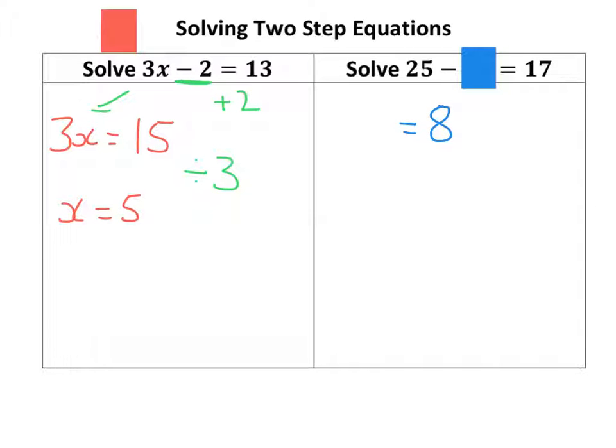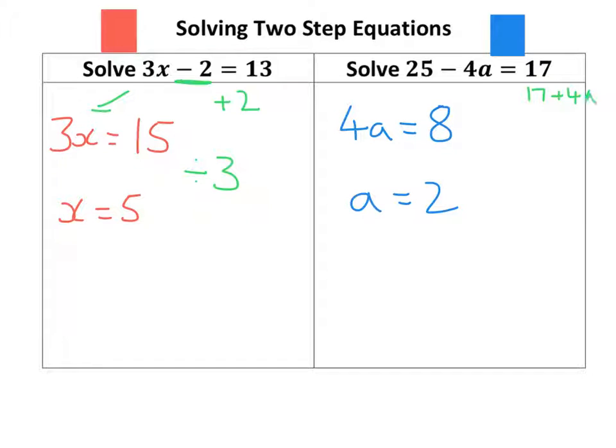Now, if I remove the box again, what was under there was 4a, so 4a has got to equal 8, and therefore 1a has got to equal 2. Show my working again. This time, what I've actually done is two steps in one. I've got 17 plus 4a equals 25, and then I'm going to take away 17 from both sides, which gives me 4a equals 8. And then I'm going to divide by 4.